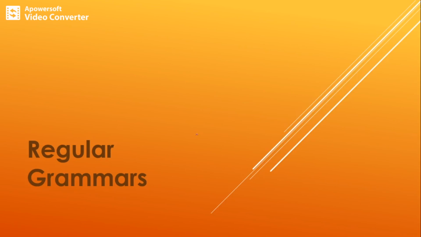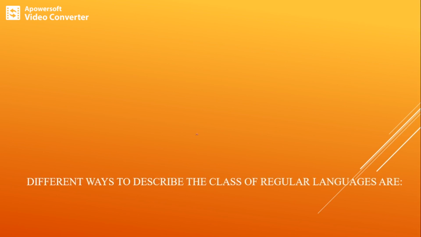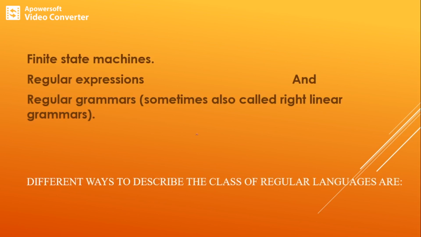Hello everyone, in this video we'll be discussing regular grammars. Different ways to describe the class of regular languages are finite state machines, regular expressions, and regular grammars. A regular grammar is sometimes also called a right linear grammar, and you will see more about it in the next slides. What's the definition of a regular grammar?